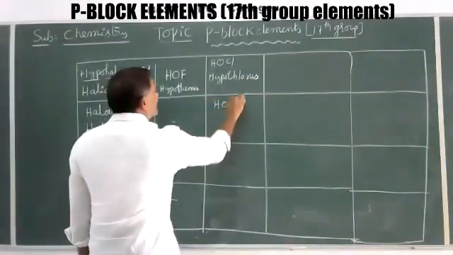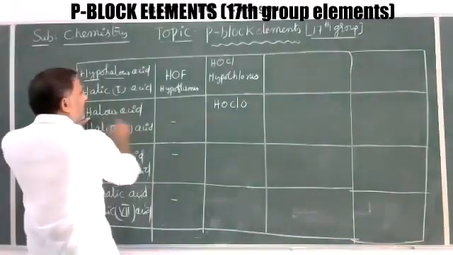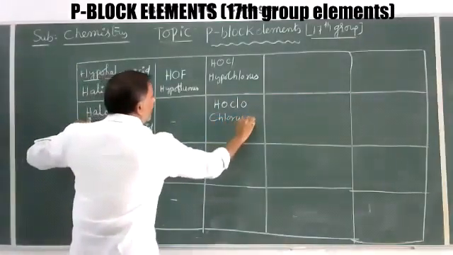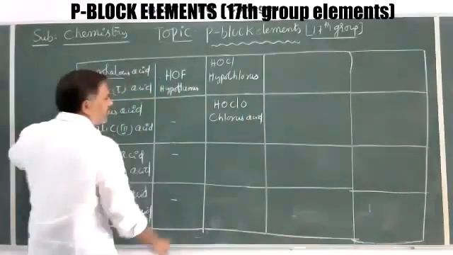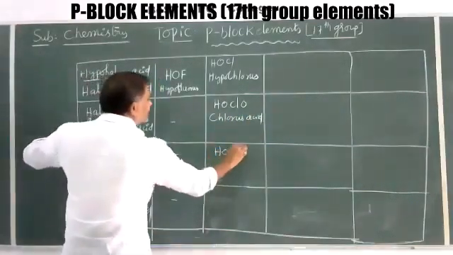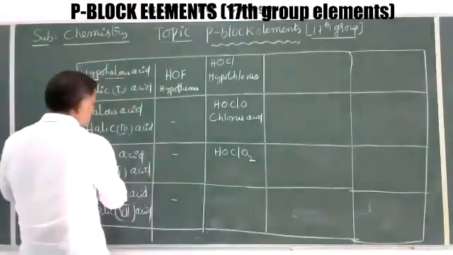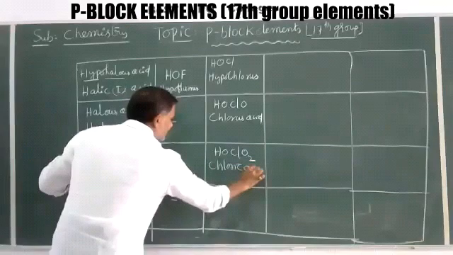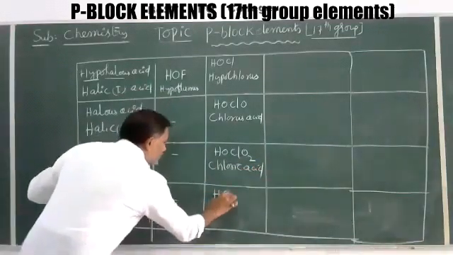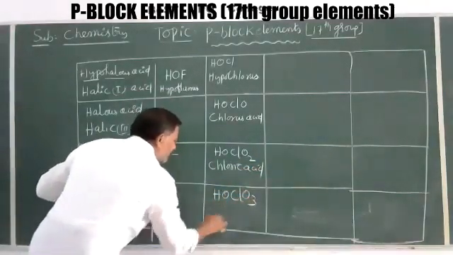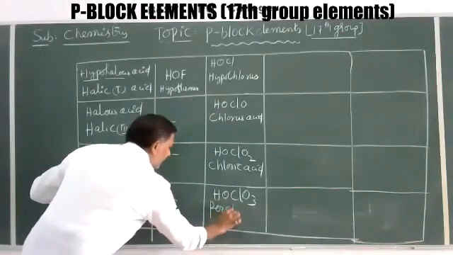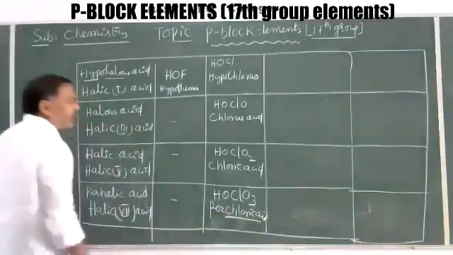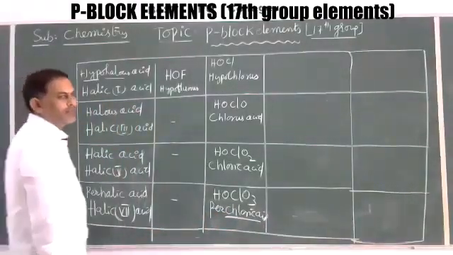Here the HOClO. Here halous means chlorous acid. Now here the HOClO2. This is halic, meaning here chloric acid. Now here the HOClO3. This is perchloric acid. Halic is nothing but chloric, bromic, like that.